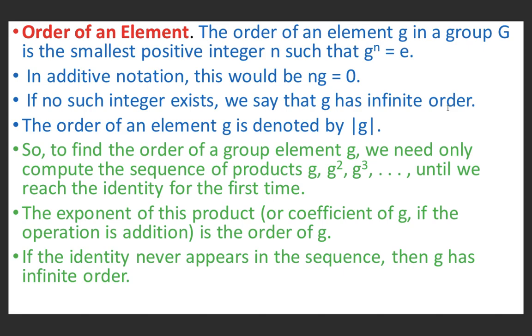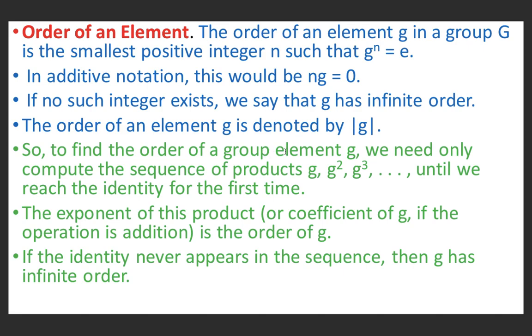The order of an element g is denoted by writing two lines around g, or sometimes we denote it by writing g within round brackets, and on the left side of the round bracket we write O in the superscript.